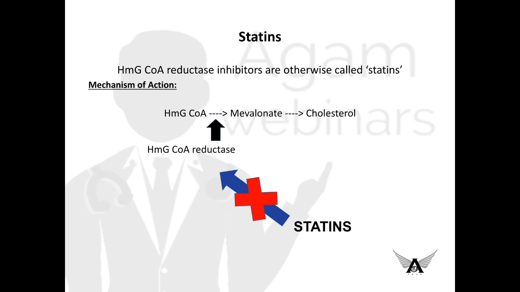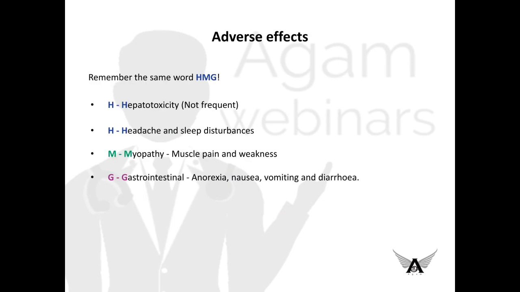So you have to just remember one thing: when cholesterol synthesis is somehow interrupted, the number of LDL receptors in the liver increases. So what happens when receptors for LDL increases? More amount of LDL is taken and it is metabolized. Ultimately, for what we are giving the drugs, for giving a hypolipidemic effect, and it is achieved. So statins are also called as the most effective drugs in this classification. So we are seeing the adverse effects here. The adverse effects, just remember HMG. H is hepatotoxicity and headache, M is myopathy, and G is gastrointestinal.